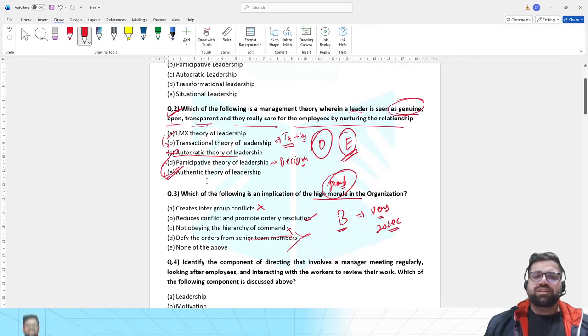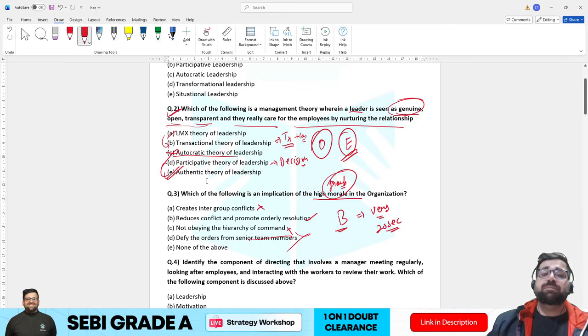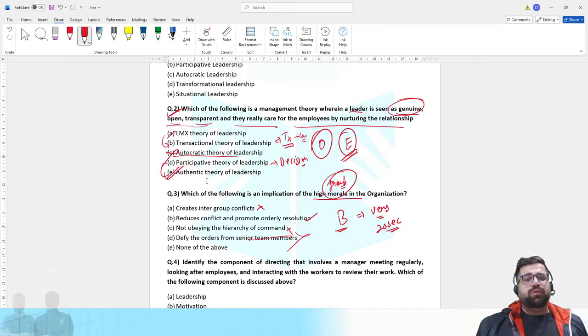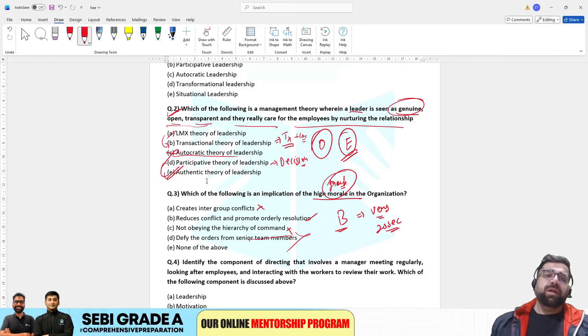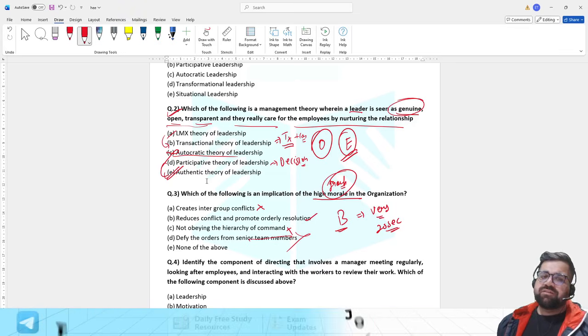Yes, question number 2 is still debatable, I think, because many of you would be going with option number D, participative. But as I said to you, for participative you have to look for some more keywords. If you go for participative, then why not authentic?